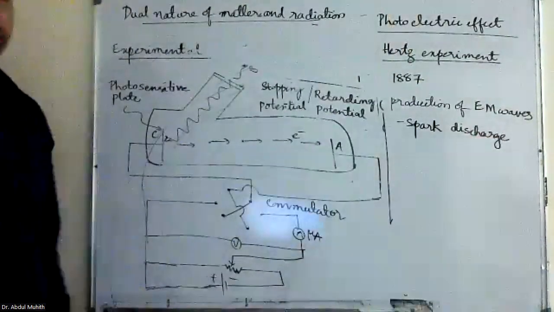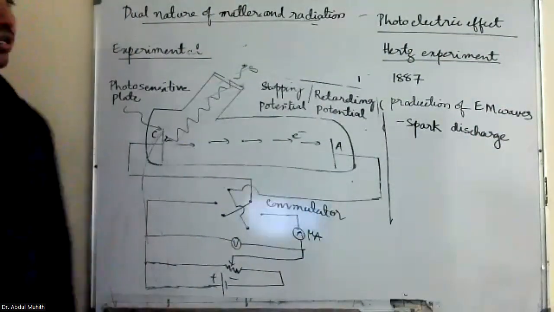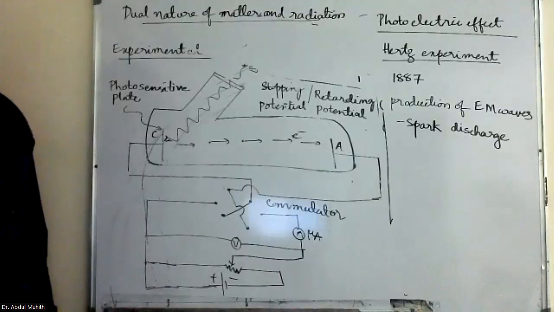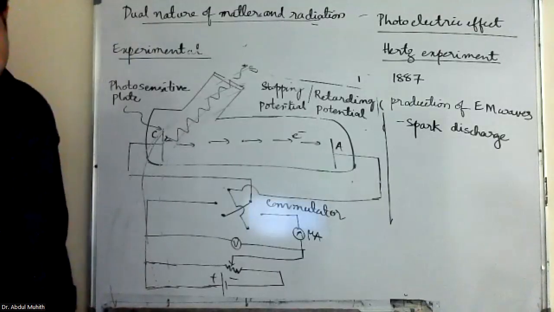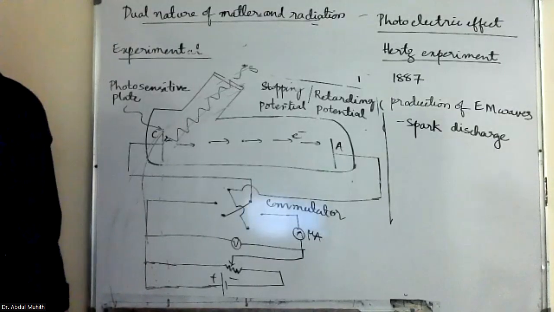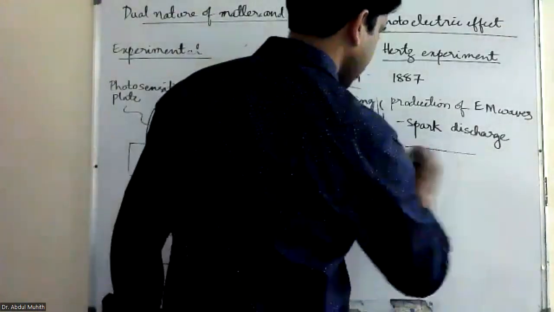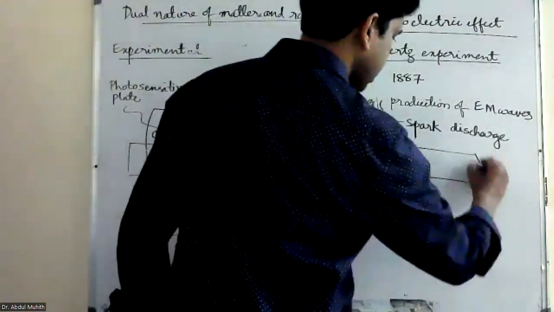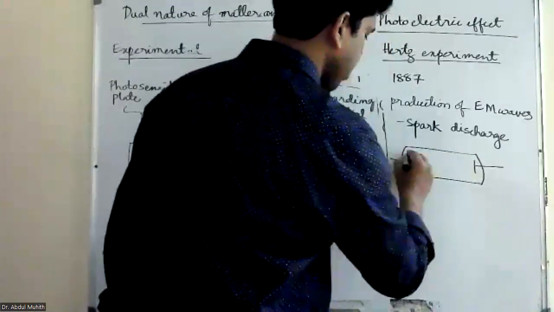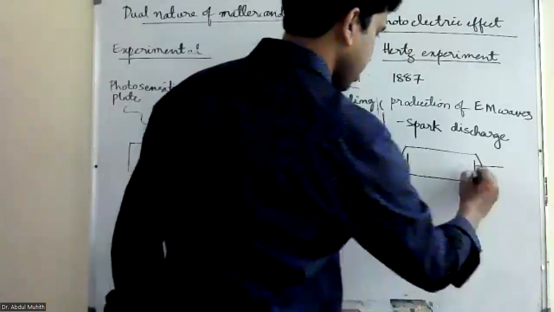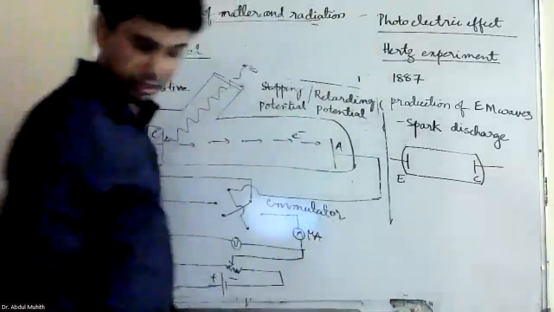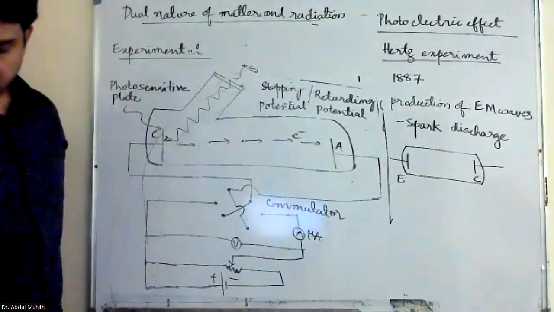Okay, production of electromagnetic waves using spark discharge experiment. Now, when he applied high potential difference, high voltage across the detector loop. So what happened is, suppose he took some type of thing like this. Here this is an emitter, E for emitter and C for collector. He took it like that.